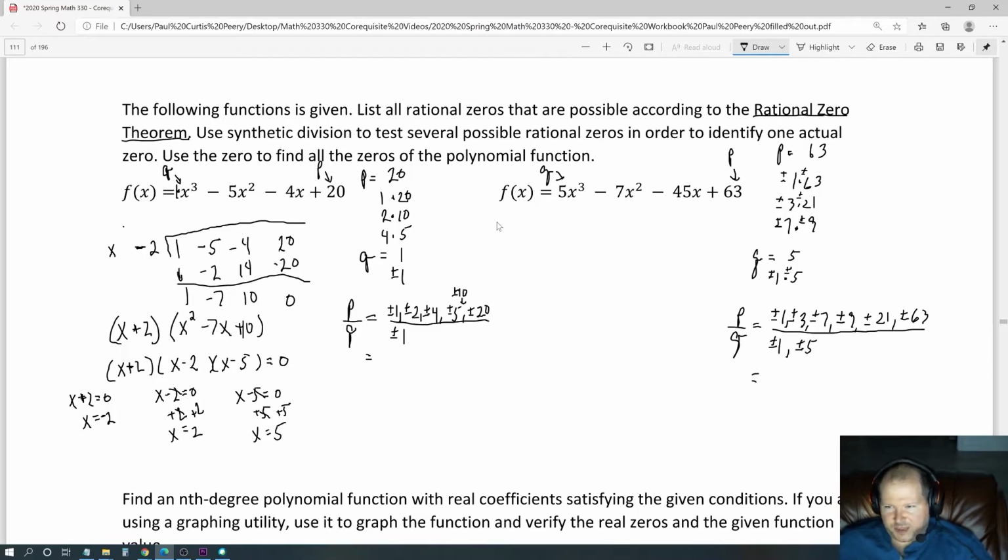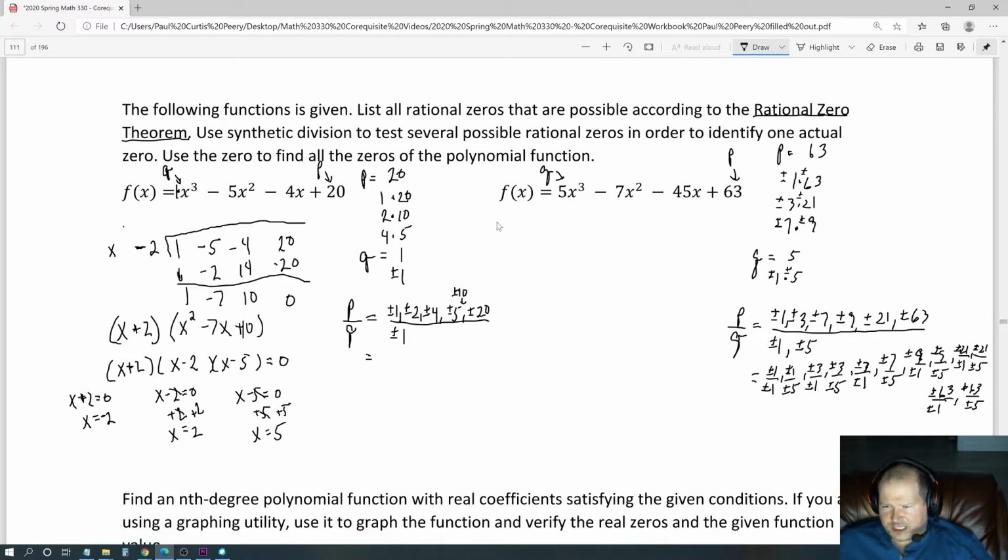Okay, now we want to simplify this as much as possible. So we're going to say plus and minus 1 over plus and minus 1, plus and minus 1 over plus and minus 5, plus and minus 3 over plus and minus 1, plus and minus 3 over plus and minus 5, and so on through 7, 9, 21, and 63, each over plus and minus 1 and plus and minus 5. So those are all the possibilities.